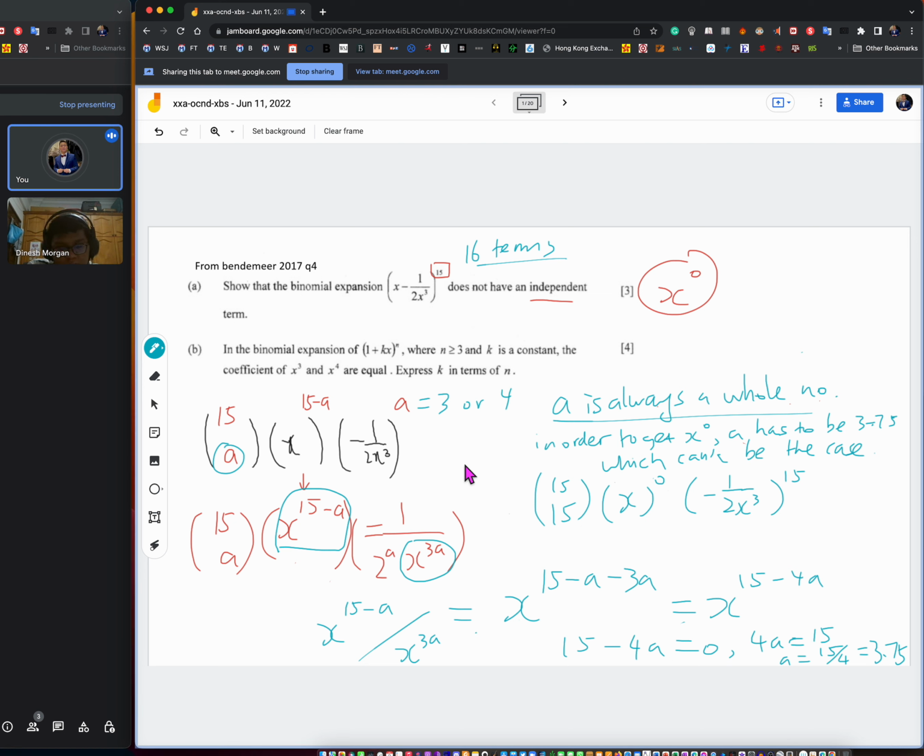So your logic of testing the first and the last doesn't work in this case. Okay, so that's how you do part A. Part B is actually the one that I want you to learn. What they say is that the coefficient of x^3 and x^4 is the same. So how do you do this question?